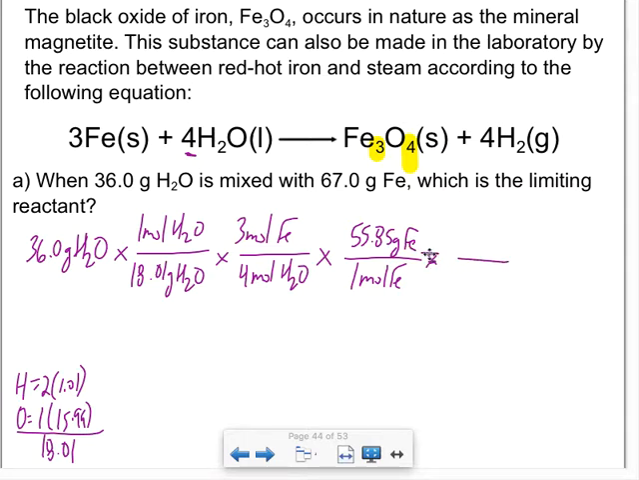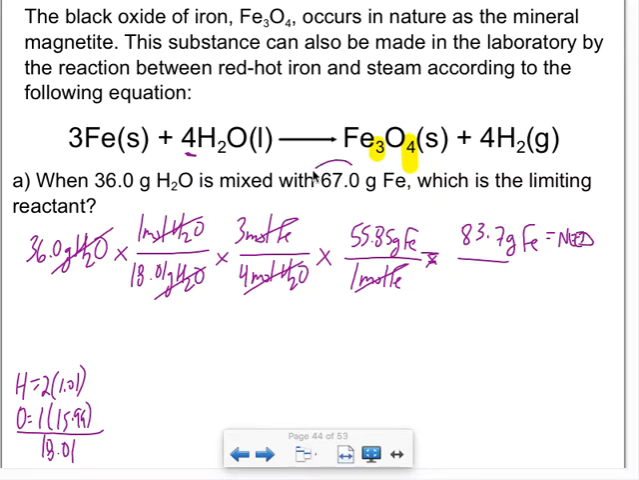Anyways, grams of water will cancel, moles of water will cancel, moles of iron will cancel, and I'll be left with grams of iron. So, 36 divided by 18.01 times 3 divided by 4 times 55.85, and I get 83.7 grams of iron.